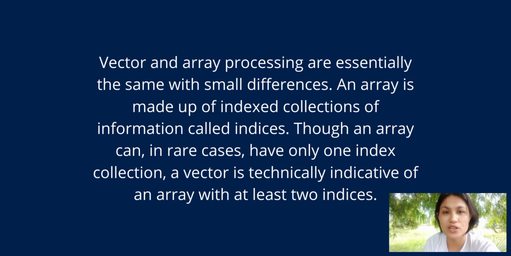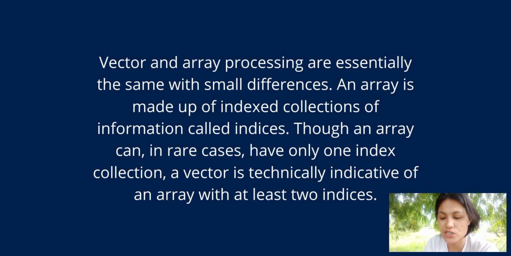To end our discussion, what is the difference between vector and array processing? Okay, here it is. Vector and array processing are essentially the same with small differences. An array is made up of indexed collections of information called indices. Though an array can, in rare cases, have only one index collection, a vector is technically indicative of an array with at least 2 indices.